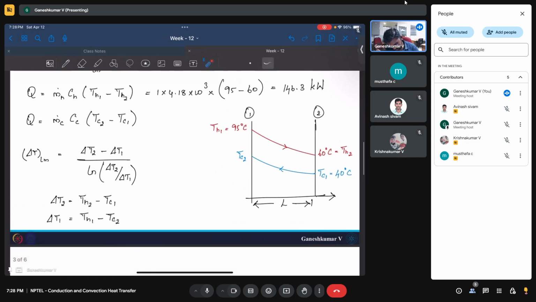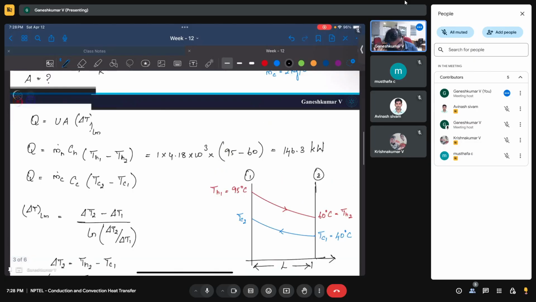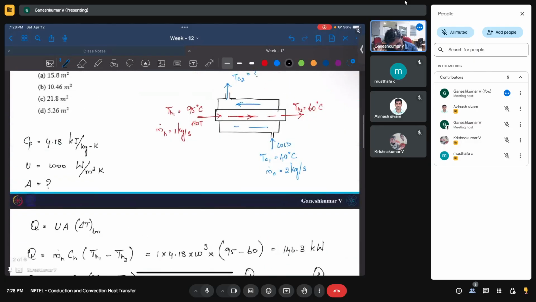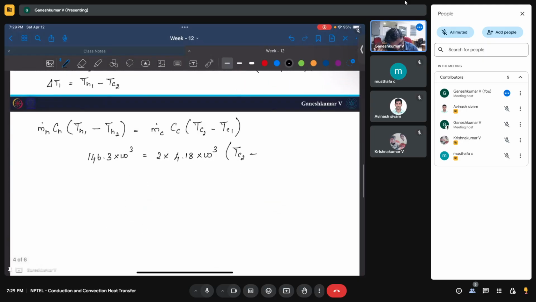We can use this heat transfer itself to find it. So we know m dot h c times (TH1 minus TH2) is the total heat transfer. That is the same heat that is going to the cold fluid, m dot c Cp times (TC2 minus TC1). This we found to be 146.3 kilowatts, which equals m dot c, which is 2 kg per second, times Cp, 4.18 times 10 to the power 3, times (TC2 minus TC1).